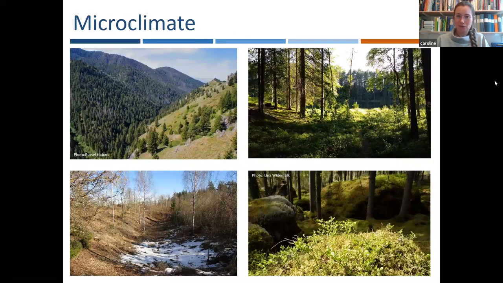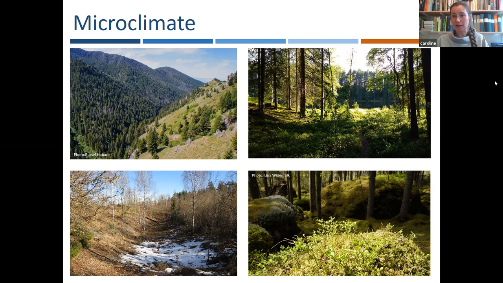But then there's this phenomenon called microclimate. Microclimate is the climate near the ground. And near the ground, temperatures can differ strongly over very short distances. So you have, for example, southern sunny slopes versus northern shady slopes. These are effects of terrain or topography.